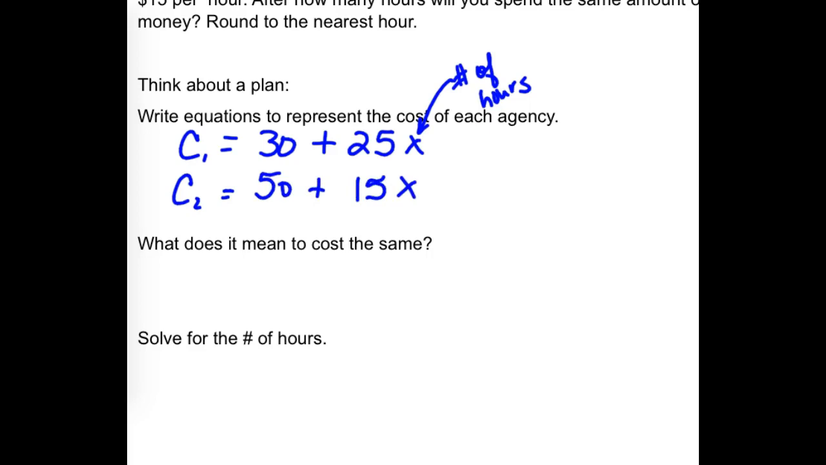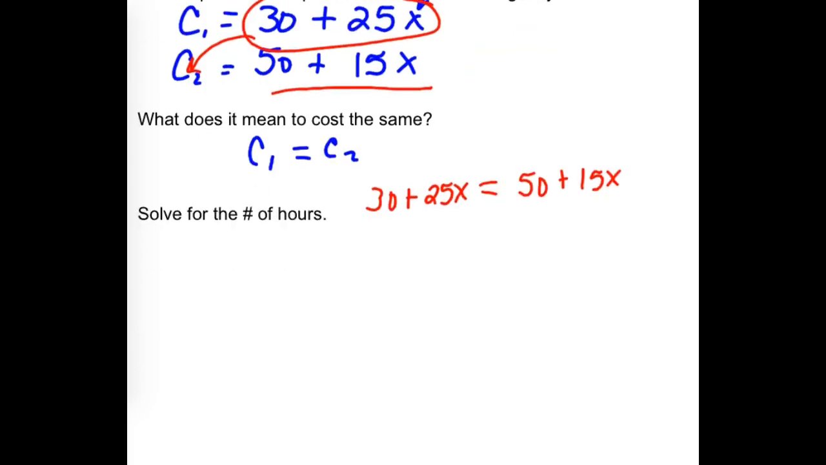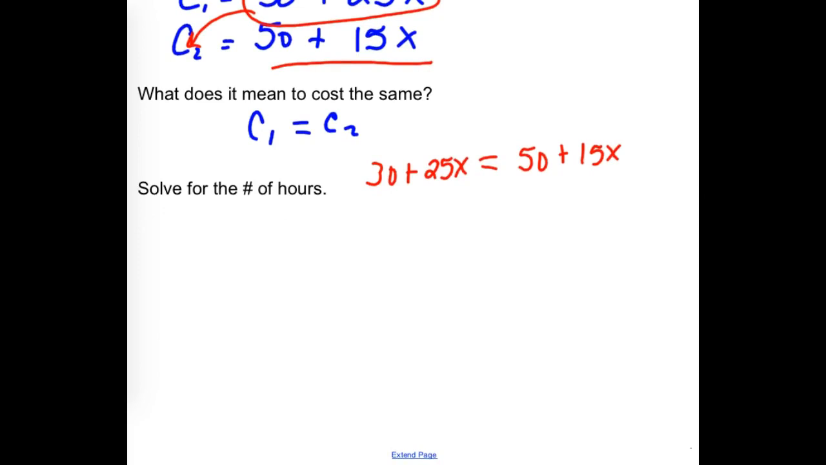Okay, and the question then says, when are they the same? So really I'm saying, when does the first cost equal the second cost? So I can do a substitution. I can say this has to be substituted in to balance this side. Okay, so 30 plus 25x has to be equivalent to 50 plus 15x. All right, and then you just have a linear equation to solve. So getting x's to one side, we get 10x. Getting constants to the one side, we get 20. x has to be 2 hours. Okay.